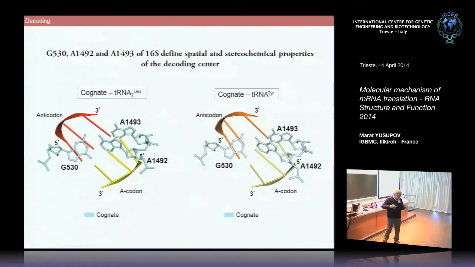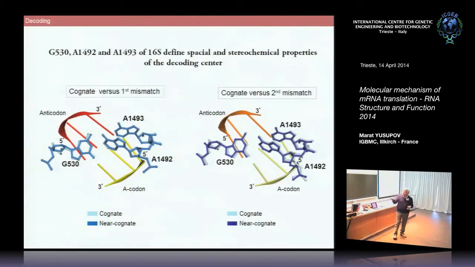Again, just to prove what I said, these three nucleotides, which are organizing the environment of the decoding center, are not flexible, and it was important to show that. In the case of cognate tRNA complexes, this is the position of the three nucleotides I described before. Then we solved the structure of near-cognate tRNA versions, and you can see that there is practically no difference in the orientation of these nucleotides. So it means that it's really a rigid pocket for the first two nucleotides in the complex.